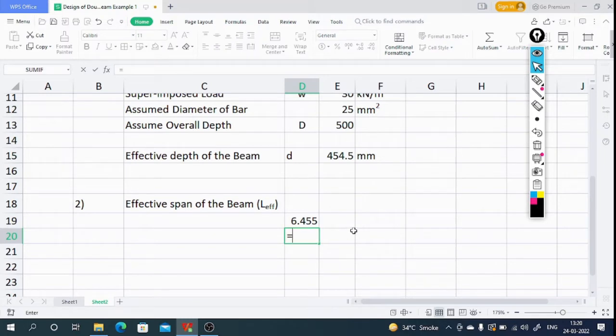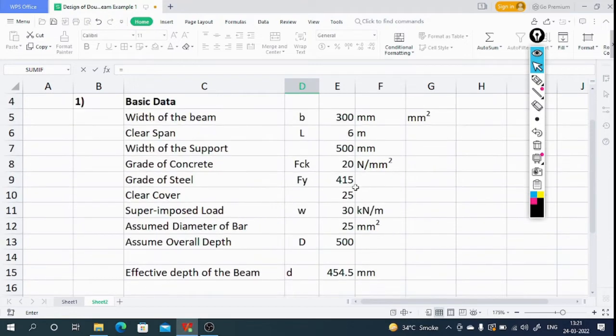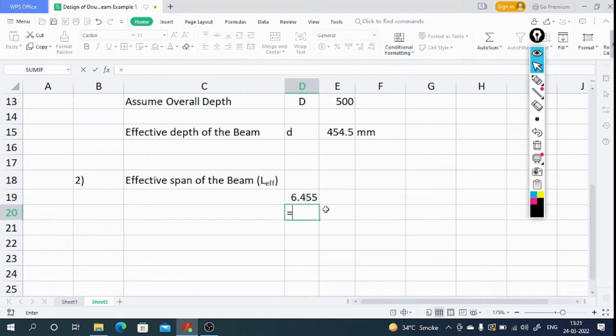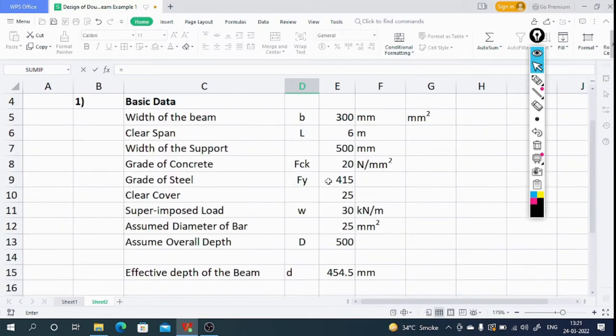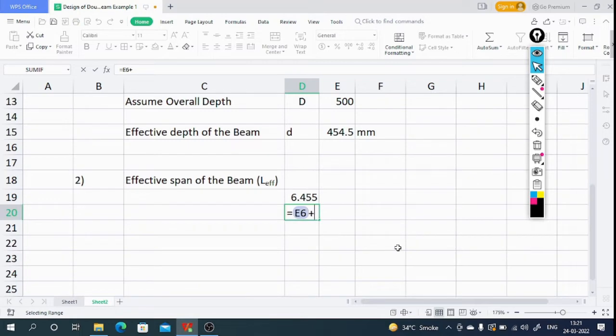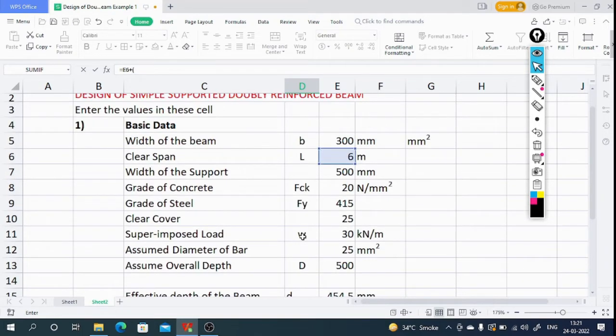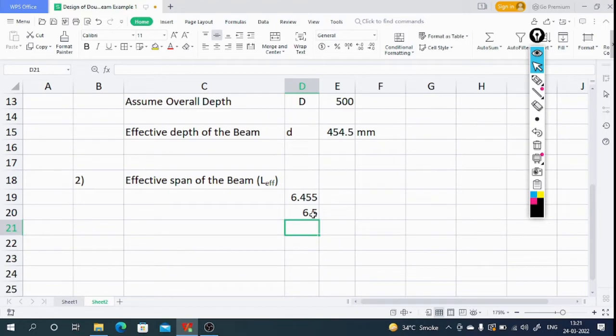Number two formula is the center to center distance between the supports. We have rearranged the formula. We know what the formula is: clear span plus width of the support. Again you see the width of the support is in mm and clear span is in meter. Mm has to be converted into meter so that the effective span will be in meter. Clear span plus width of the support. You can take bracket width of the support divided by 1000, enter. You are getting 6.5.